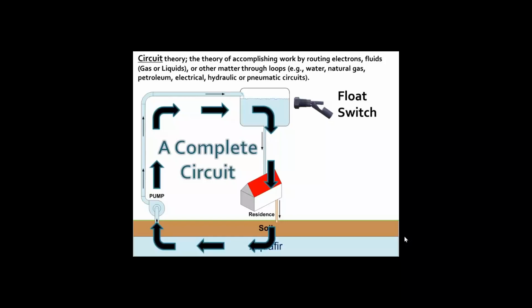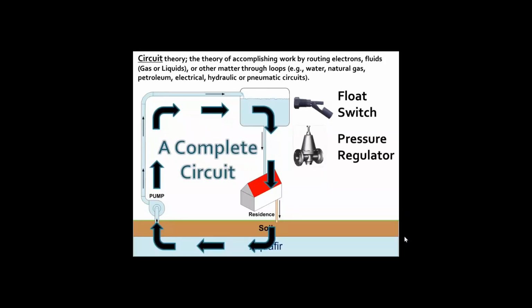So here we have a float switch, and there are other ways you could do this. You could do this with a float valve, where the float actually closes a valve and fights the pressure from the pump. Now, that's not a good idea because you don't want the pump running. So we use a float switch.